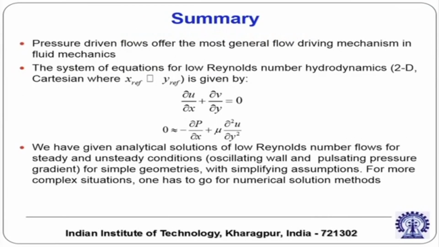Regarding the science, to summarize, pressure driven flows offer the most general flow driving mechanism in fluid mechanics. The system of equations for low Reynolds number hydrodynamics applies where X reference is much larger as compared to Y reference. We have discussed these systems of equations earlier, and we have given analytical solutions of low Reynolds number flows for steady and unsteady conditions, oscillating wall and pulsating pressure gradient, for simple geometries with simplifying assumptions. For more complex situations, one has to go for numerical solution methods.